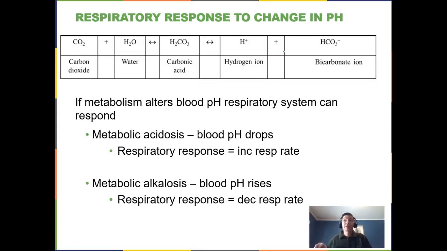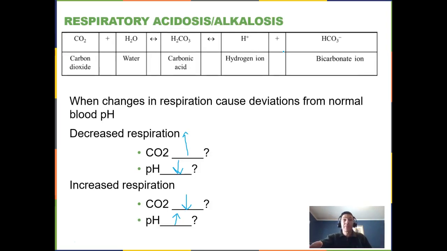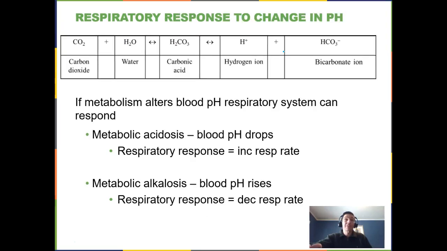So the relationship between your respiratory rate and your blood pH is the same in both cases that we've talked about so far: respiratory acidosis and your respiratory response. What's different is what is acting first. So yeah, just take some time to mull that over.